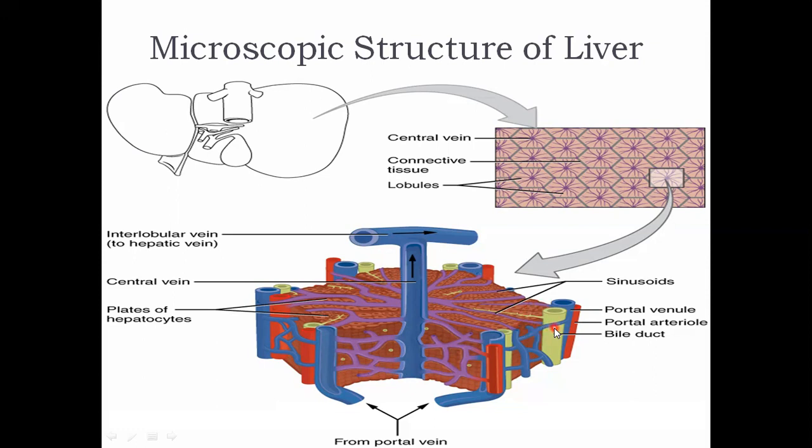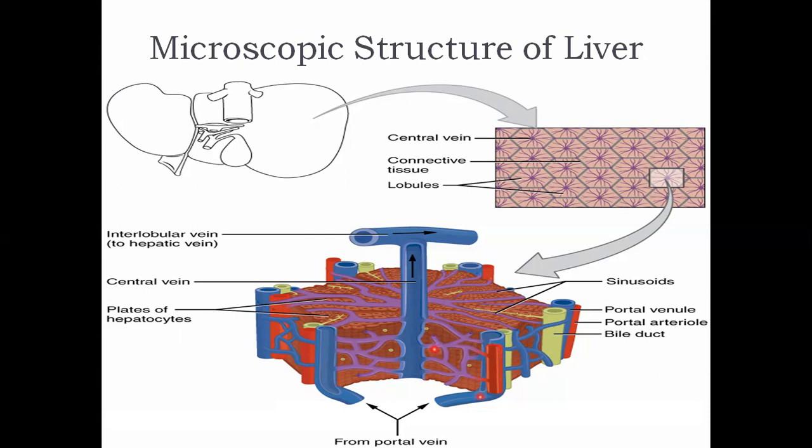The hepatocytes are separated by spaces, and those are called sinusoids. As you can see here, these are sinusoids, the spaces between the hepatocytes. These sinusoids connect the portal vein to the central vein. So blood from the periphery to the center is carried via the sinusoid.